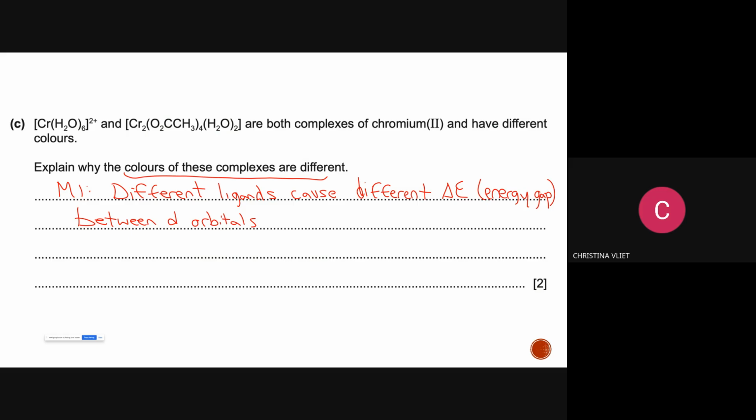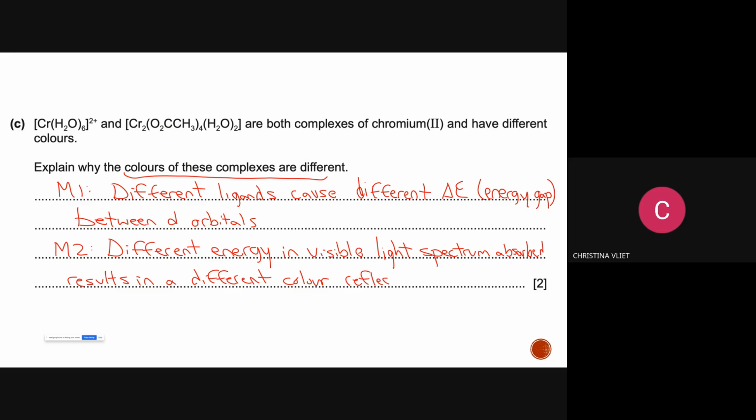That's mark 1. Yes. Go ahead. Different differences in energy cause the wavelength of the light absorbed when electrons jump to a higher state of energy to be different, which causes the color difference. Yes. So mark 2 here. I'll phrase it this way: a different energy gap means a different part of the visible light spectrum absorbed, which results in a different color reflected. And that's the second mark that you have to say. So different energy gaps result in different wavelengths being absorbed. Different wavelengths being absorbed cause different complementary colors to be observed.